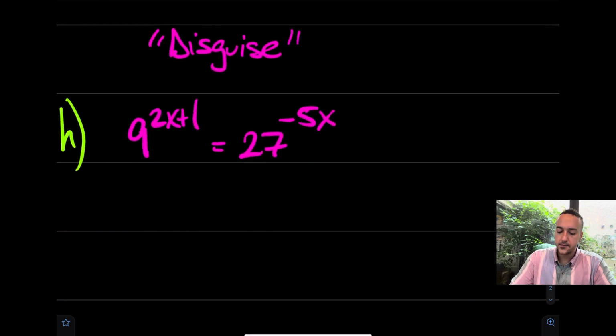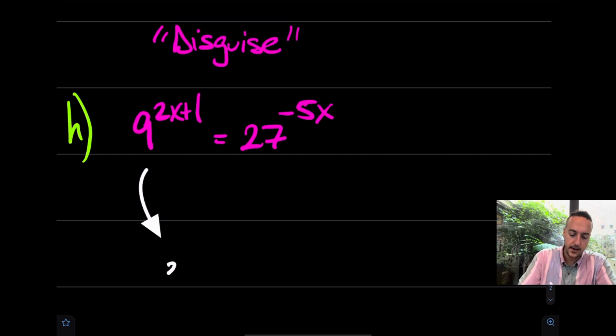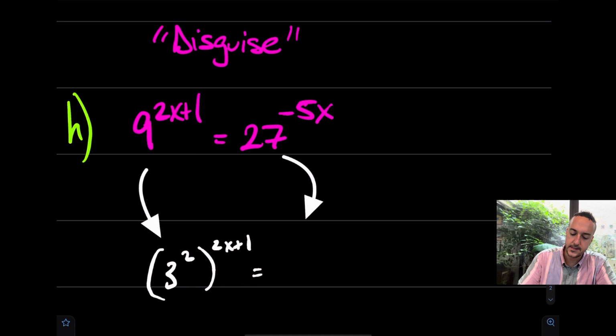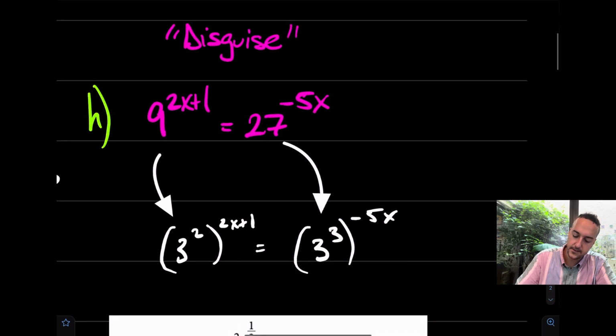Now, the last case is really the hardest case, and it shows up on the SAT all the time. I call it disguise. Really, whenever you have a number, a fishy number like 9, a fishy number like 27, a juicy number, what is that telling you, or what does that want us to do? Well, essentially that it's in disguise. 9 isn't really 9. 9 is actually 3 to the 2nd to the 2x plus 1. What about 27? 27 isn't really 27. It's actually 3 to the 3rd to the negative 5x.